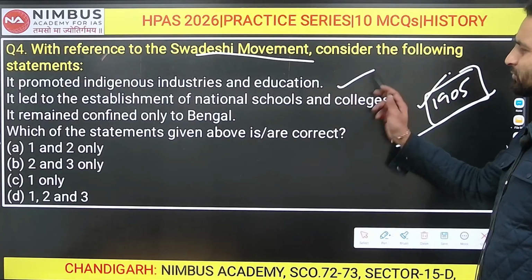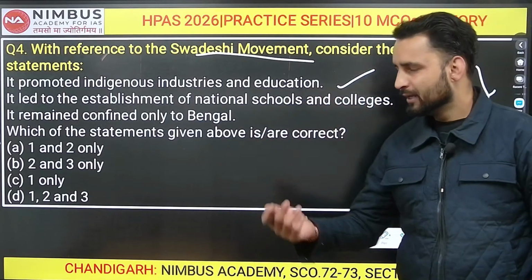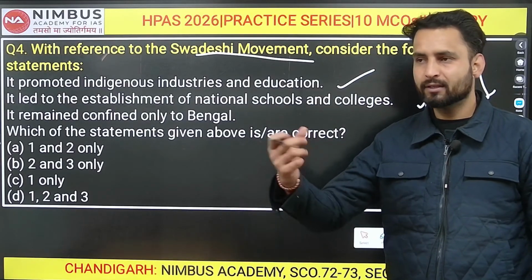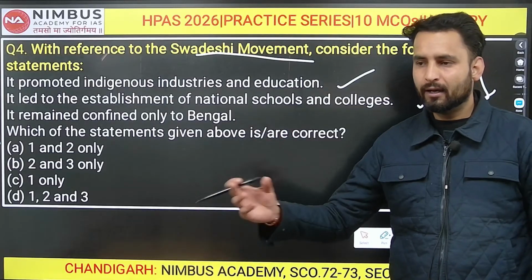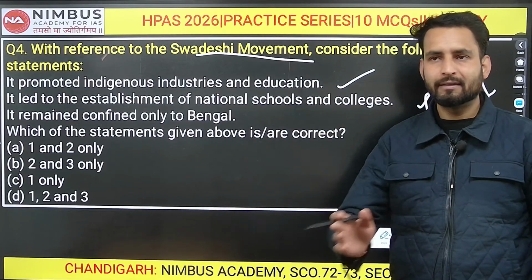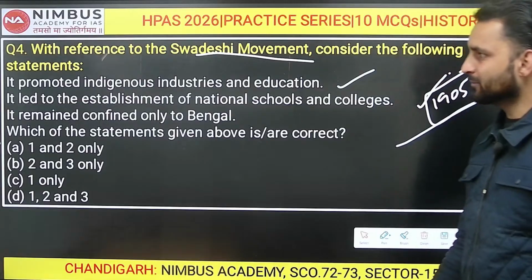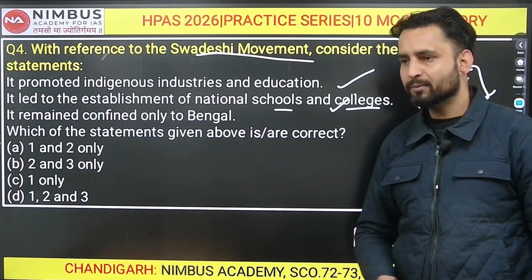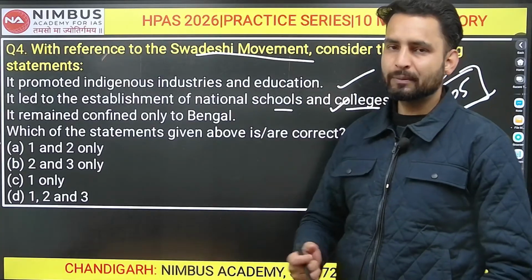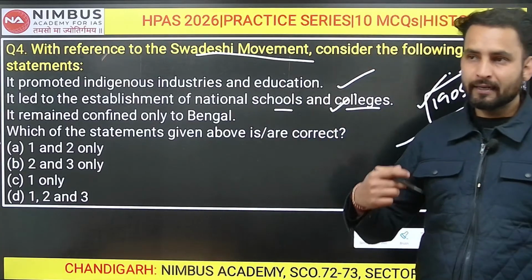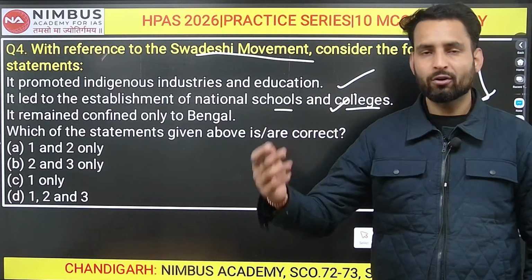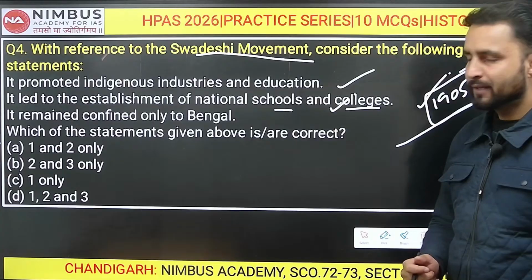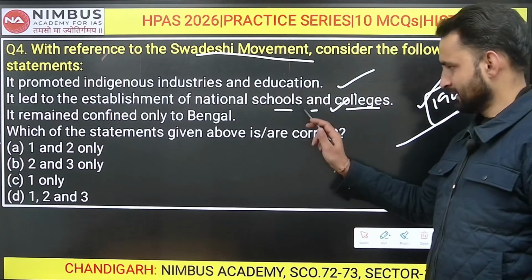Statement 1 is obviously Swadeshi movement is to promote the native education, to promote the native industries, to promote the local products, the local cloth, the local everything which is basically made in India, right? So that is the meaning of Swadeshi. Second is it led to the establishment of national schools and colleges. Definitely, people have boycotted the foreign schools or the British schools, and the national education and the national schools and colleges were established after the launch of Swadeshi movement. So second statement is correct as well.